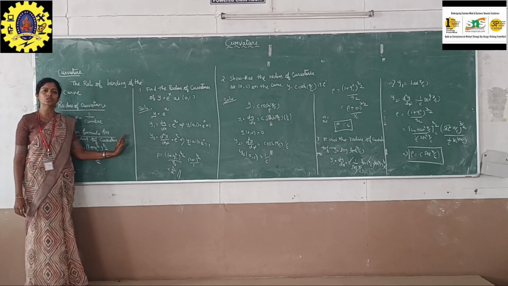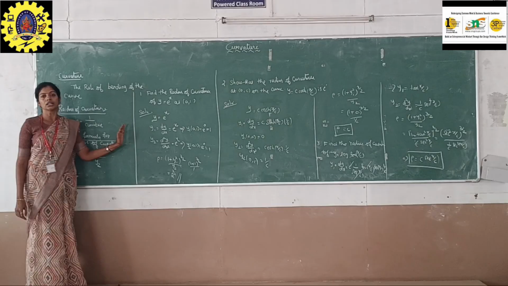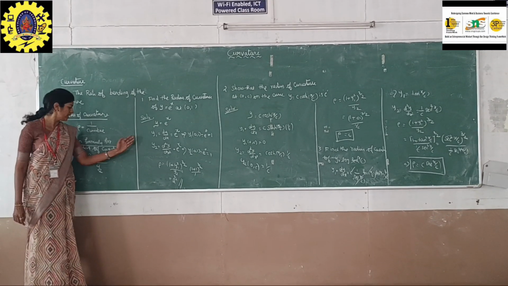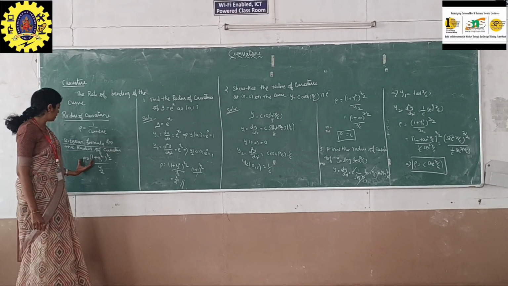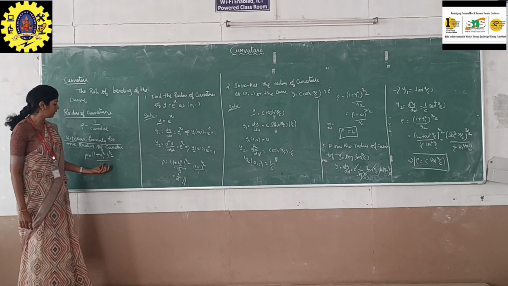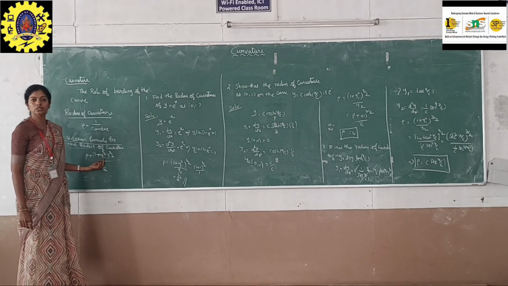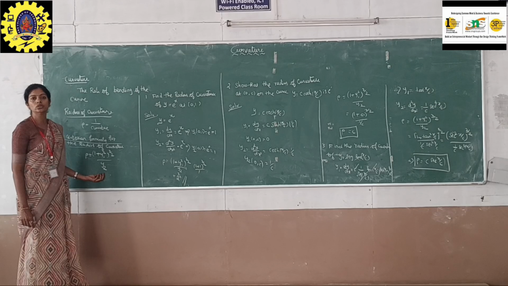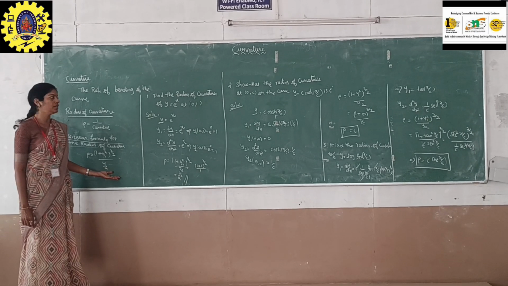Cartesian form. We all know what Cartesian form is. Cartesian form is nothing but x and y we have here. So the formula is rho equal to (1 plus y1 square) whole power 3 by 2, divided by y2. y1 denotes dy by dx, y2 denotes d square y by dx square.